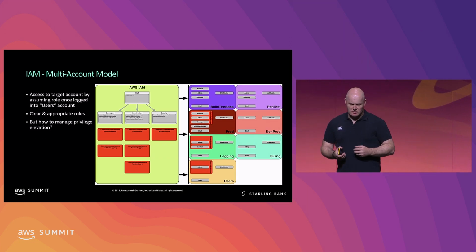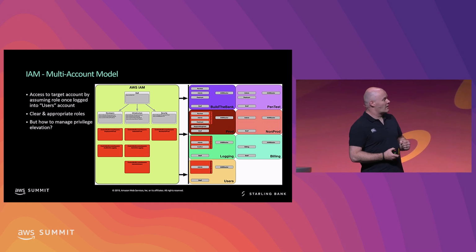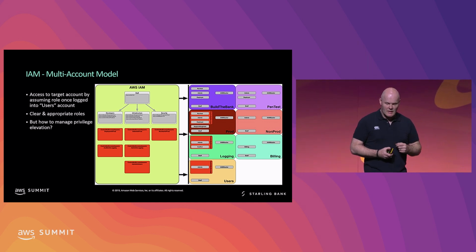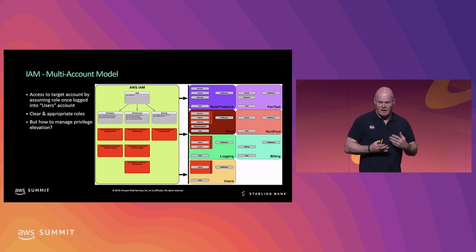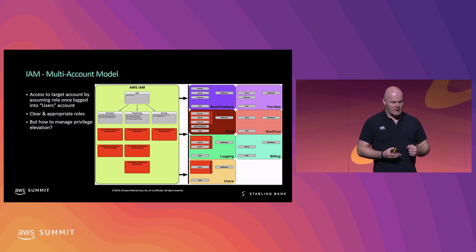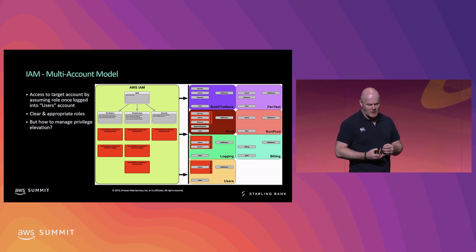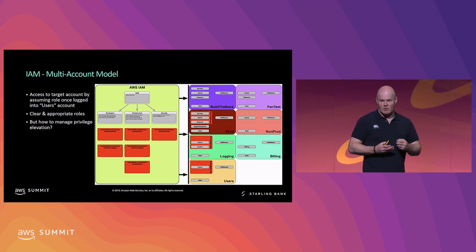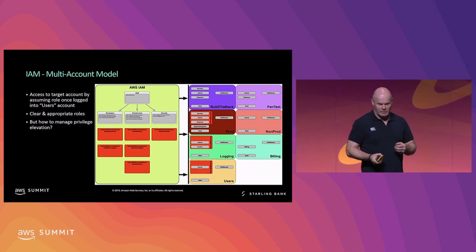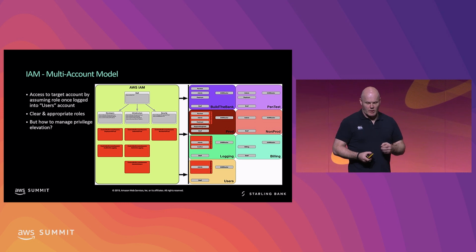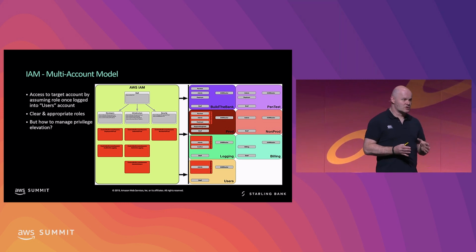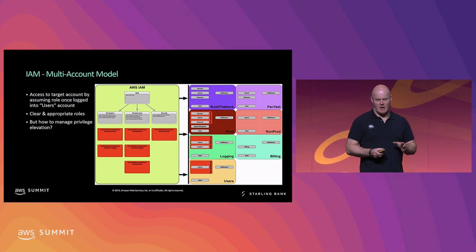Following the multi-account model, as you can see here, this is an early diagram of how we implemented it. Our engineers authenticate to the single account on the left, and then assume a role in the target environment on the right. Using this model, we're able to have clear and appropriate controls, but we are also able to automate that privilege management.